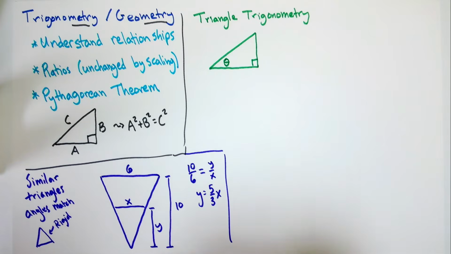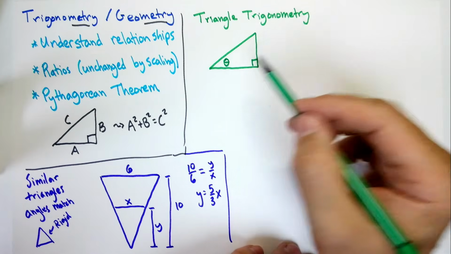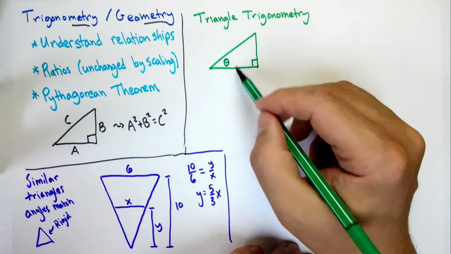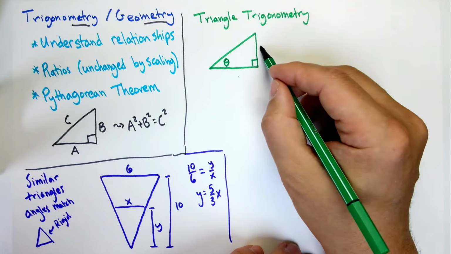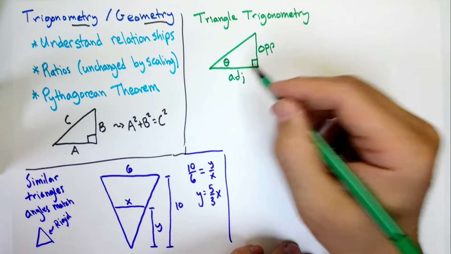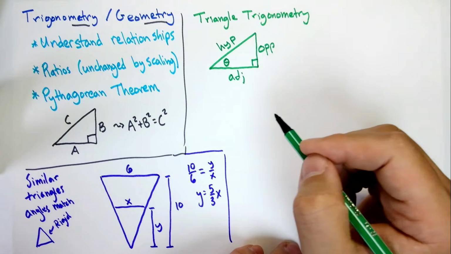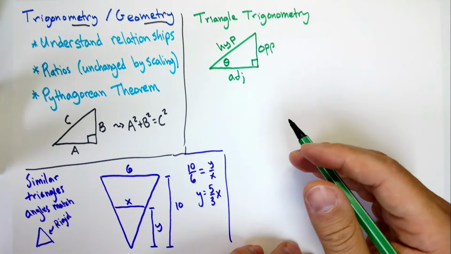So what do we know? We know that the ratios are the same, so we're going to give names to ratios. And we're going to base it off of this angle. So what we want to do is label the sides in relationship to the angle. So we have an opposite side, an adjacent side, and the side, sort of the long side, we call it the hypotenuse.